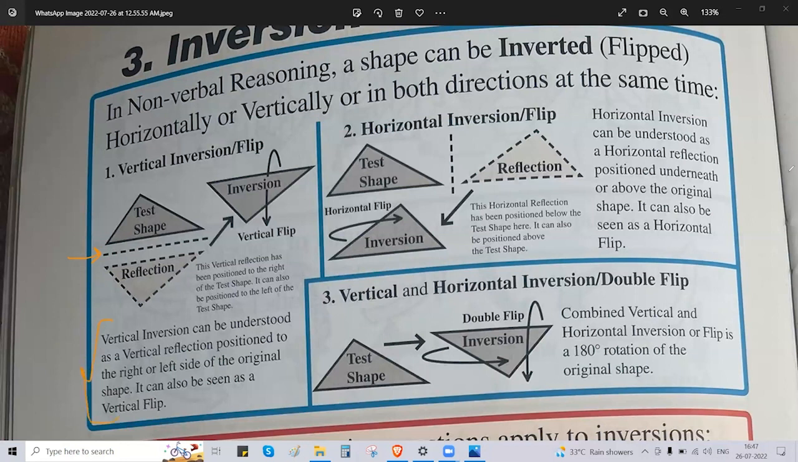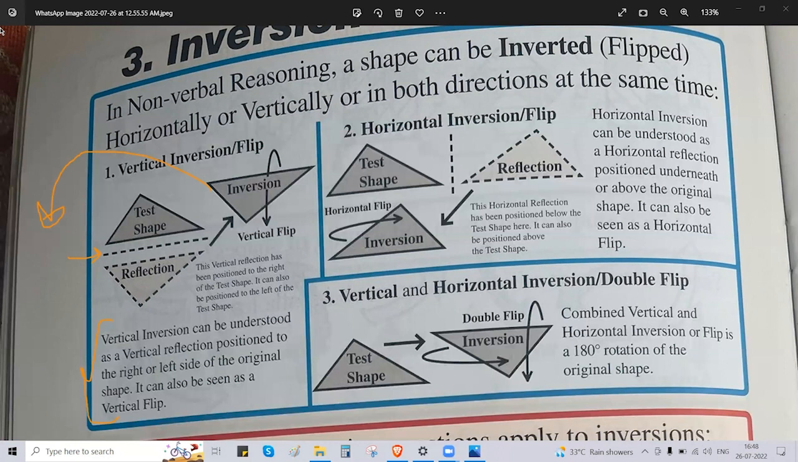Now, please read out this part for me. Okay. It says vertical inversion can be understood as a vertical reflection positioned to the right or left side of the original shape. It can also be seen as a vertical flip. Yes. So any doubt, any question about vertical inversion or flip here? No. Great. And now tell me, can I position this inversion to the left side of the original shape? Can we do that?